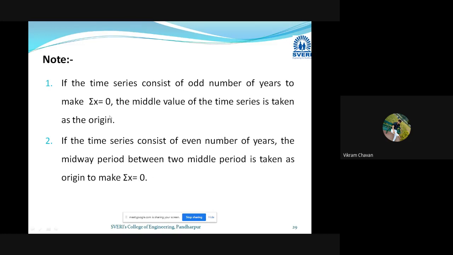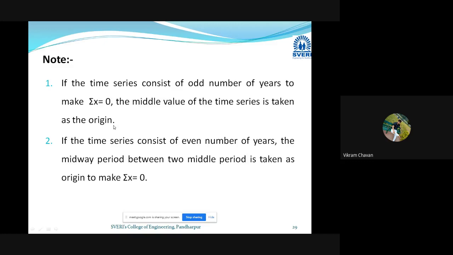Okay, if you understood this deviation, then it will be easy to solve any kind of problem, on the basis of a straight line equation and a normal equation. Now in time series, this note is important. If the time series consists of an odd number of years, to make summation of x equal to 0, the middle value of the time series is taken as the origin.